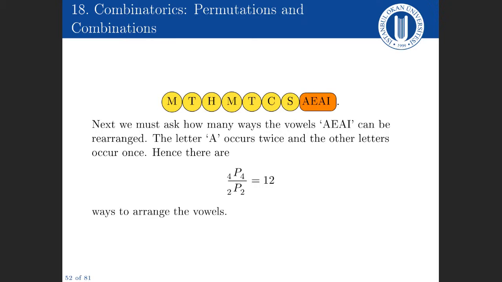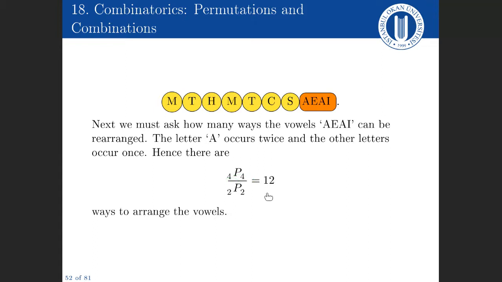We're not finished yet. We need to ask, how many different ways can the vowels A, E, A, I be rearranged? If these 4 vowels were all different, it would be 4P4. But they're not all different because we have 2 A's. To count for the 2 A's, we need to divide by 2P2.